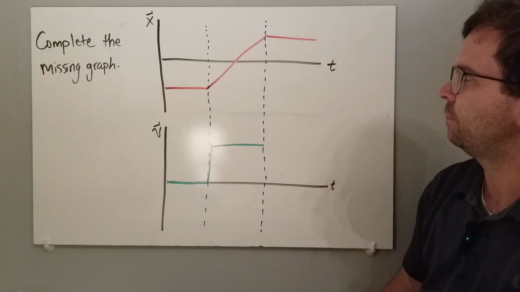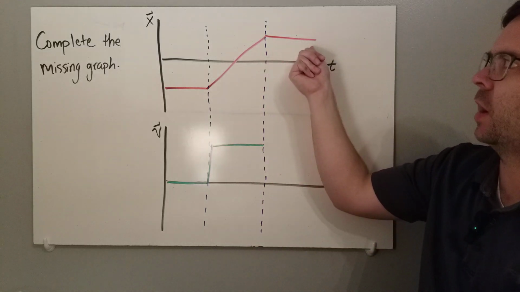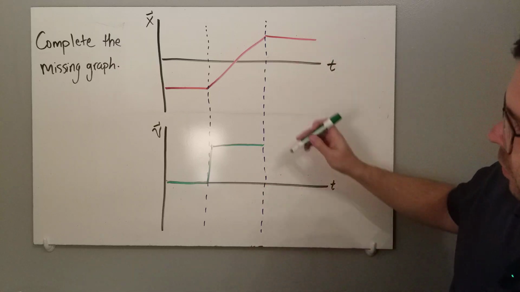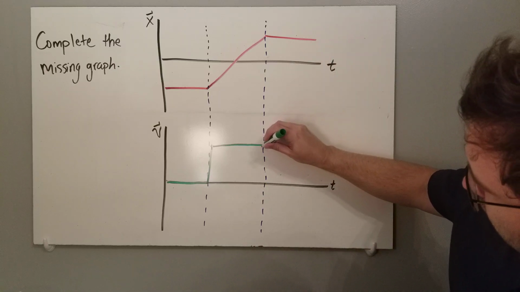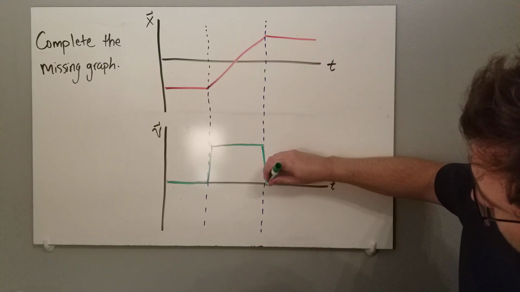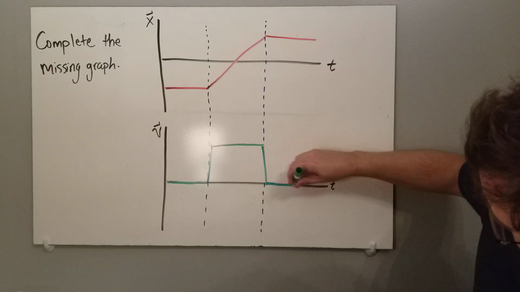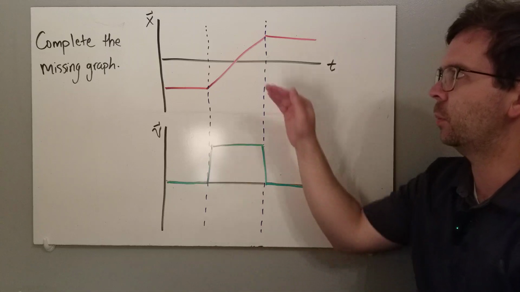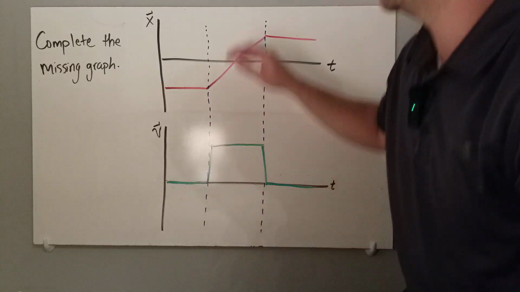a positive velocity. Then we end the position graph here with a 0 slope. So it's at rest again. So the velocity is dropped back down pretty immediately down to rest. And so this is the correct translation from position to velocity. Let's look at another example.